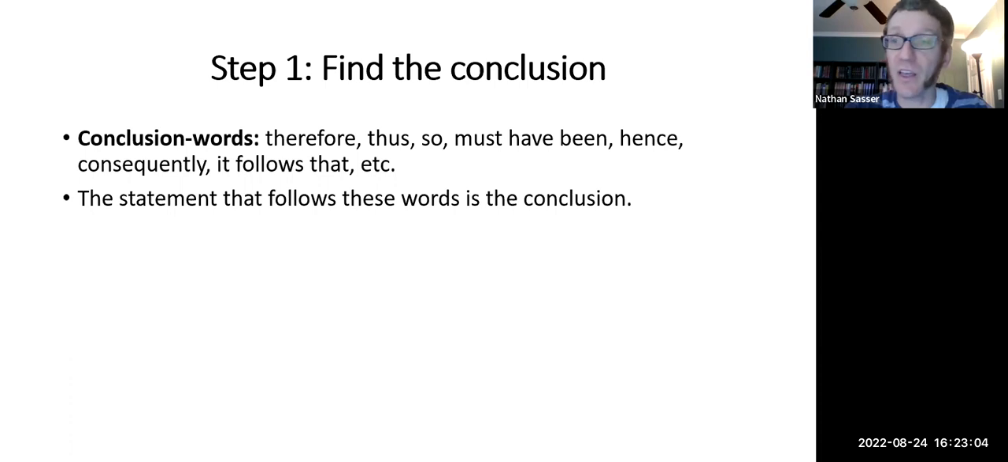So they're words like therefore. When you see a therefore, you know that what is coming next is the conclusion of an argument. Or the same goes for the word thus, or so, or must have been, hence, consequently, it follows that. All of these are red flags that say, here's the conclusion of an argument.